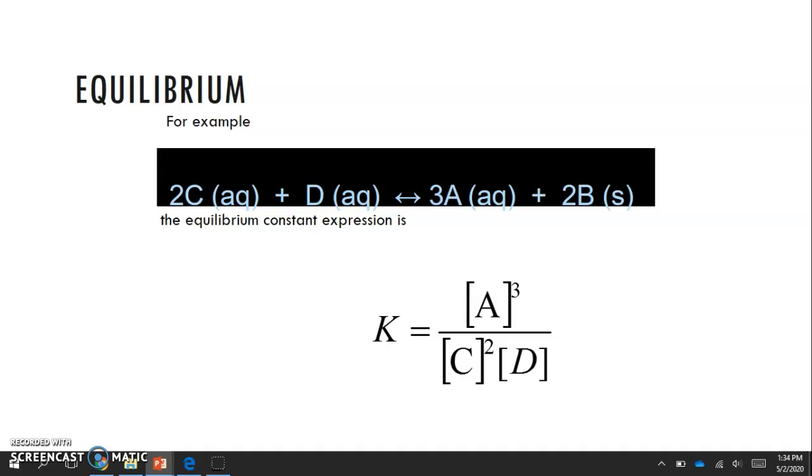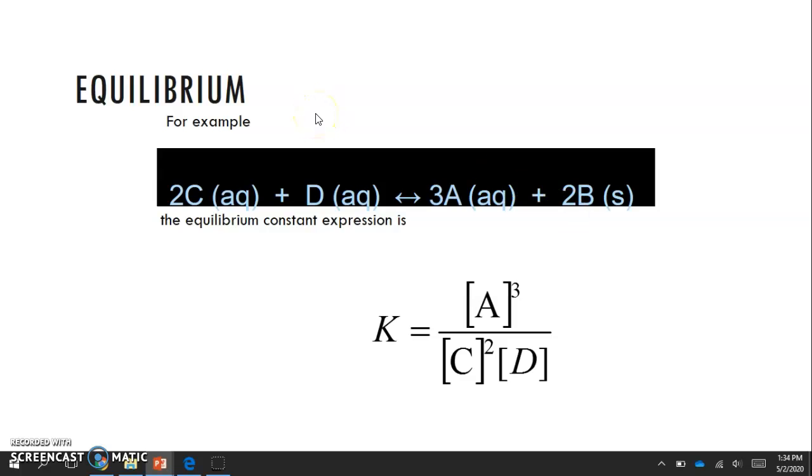Also recall that you want to put the concentration of your products over the concentration of your reactants, and your coefficients become your exponents, okay? So remember, reactants on the left, products on the right. So with that in mind, let's go ahead and look at this one.